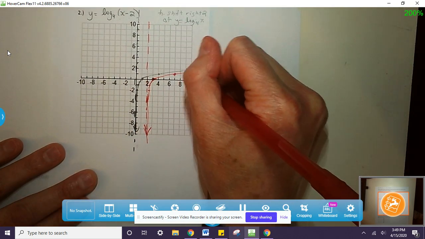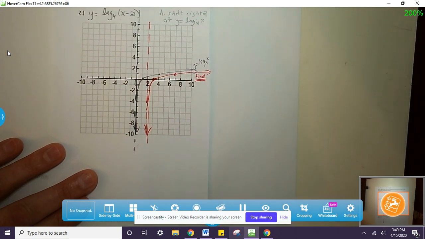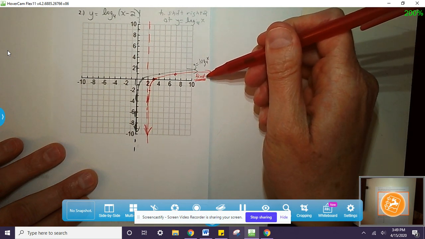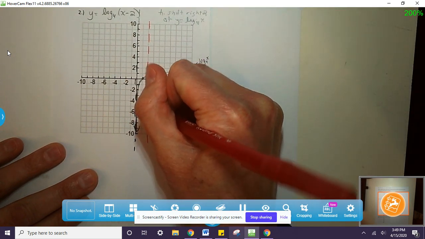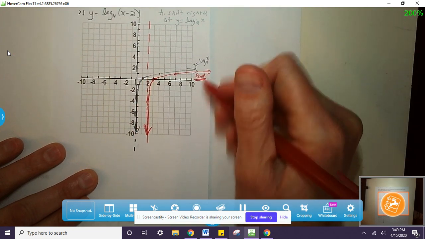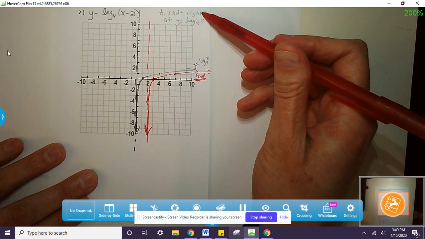So this is my final graph, the red one that I have here. If you have a different color, you might want to use a different color or highlighter. Some of my students like to use a highlighter to show their final graph. Or you can just label that it's your final graph. So this is our log base 4 graph moved 2 to the right.